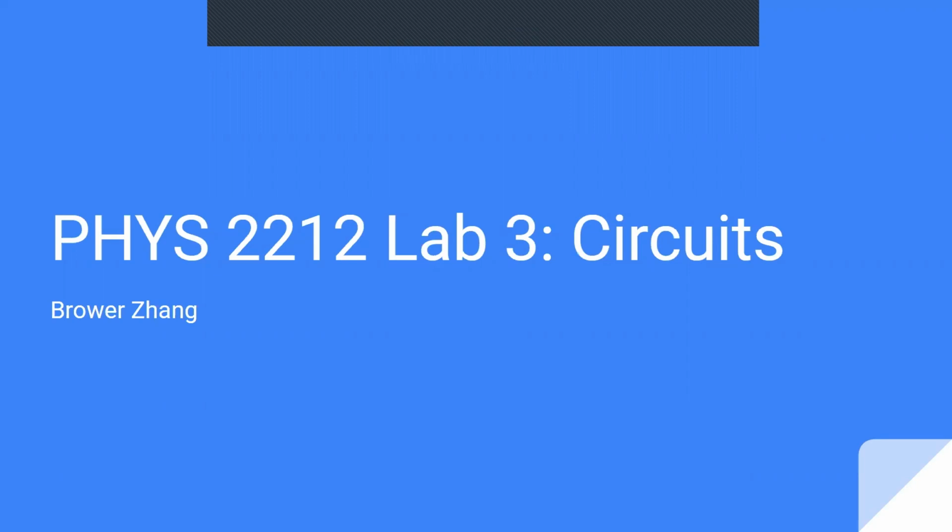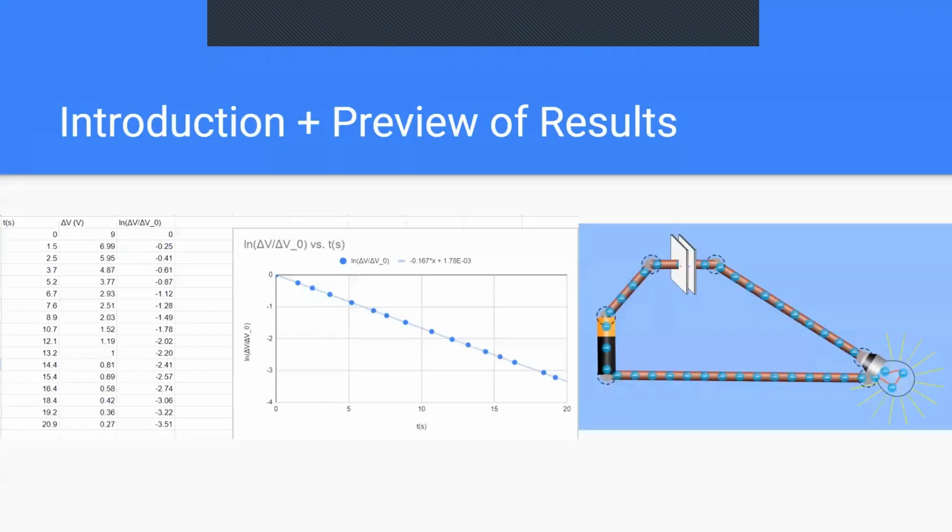This is my submission for Lab 3, Circuits, in the course Physics 2212. The purpose of this lab is to apply Kirchhoff's circuit laws and Ohm's laws in order to predict the behavior of circuits with different resistors, capacitors, as well as different orientations. In order to do so, an online circuit simulator is used to simulate real-world circuits.